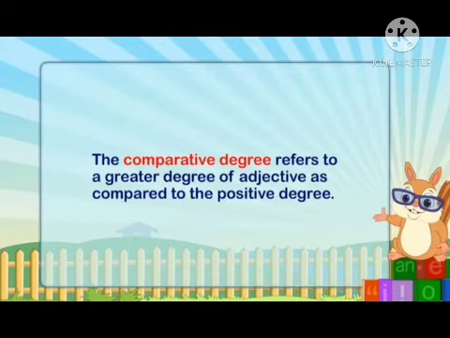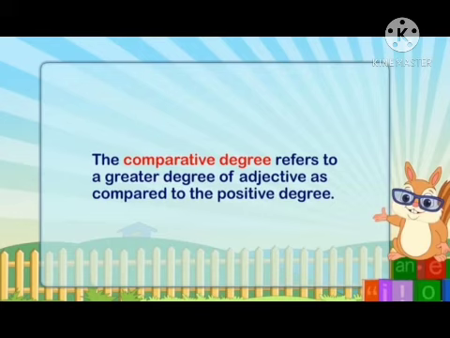The second is the comparative degree. The comparative degree refers to a greater degree of adjective as compared to the positive degree. So it is greater than what? The positive degree. The comparison is made and it is a greater degree of adjective as compared to the positive degree. When we use the comparative degree, a comparison is made between two persons or things, and the word 'than' is used for this comparative degree.